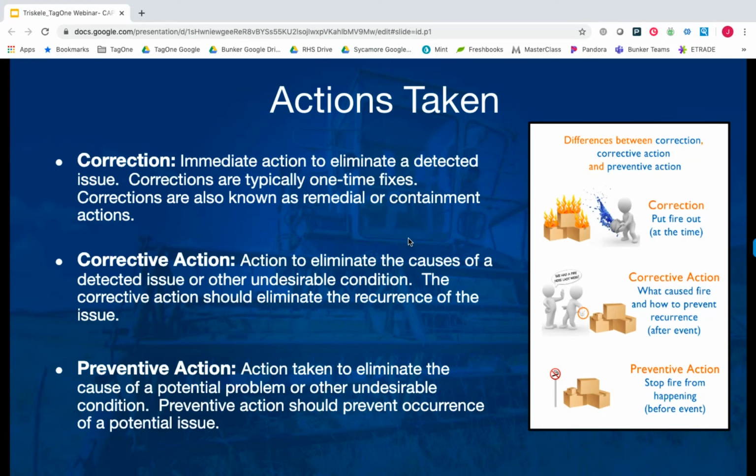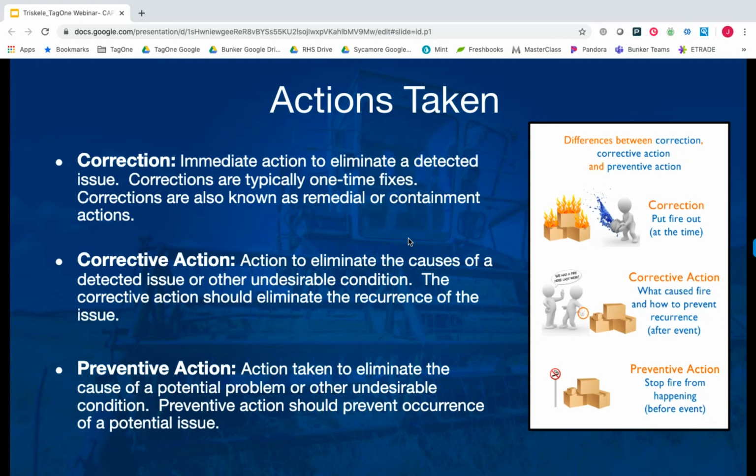Perfect segue into the, what are the types of actions that people should take when they see a problem? Yeah, so in any CAPA investigation, you're going to take one or maybe all of these actions. So a correction is an immediate action to eliminate the issue, and there's typically one-time fixes. So an example of this would be if you had an out-of-spec in your lab for final release testing. While that product should still be in the control of your facility because you're still doing final product testing, you would put that product on hold until you complete your investigation to determine the extent of the problem.